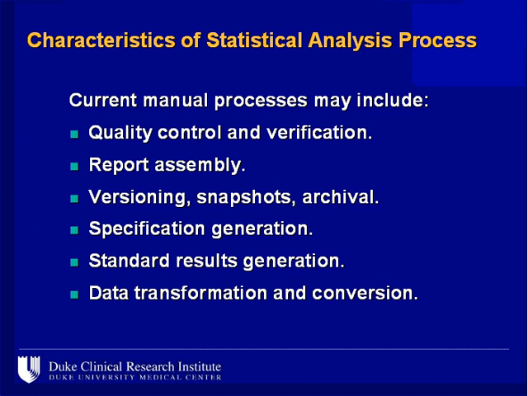And characteristics continued. Some of the manual processes that we may go through are quality control verification of statistical results, report assembly, versioning, taking snapshots, archiving what we've done, generating specifications themselves, standards, result generation, data transformations, data conversions, that kind of thing. And there's probably a host of other things I don't have listed up here. But again, most organizations have automated some parts of this, just maybe not everything.